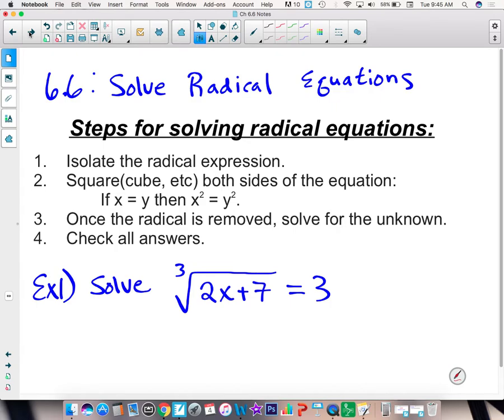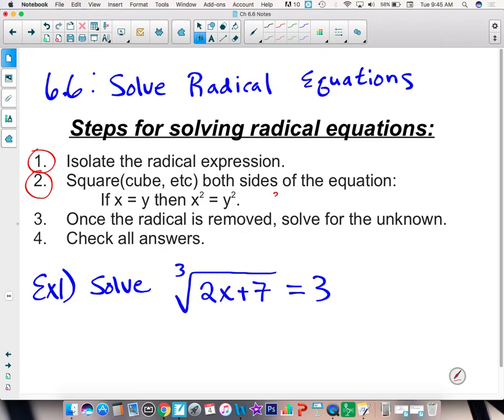All right, steps for solving radical equations. The first thing you want to do, this is really important, you have to take the steps to isolate the radical expression. So that means get that square root, cube root, whatever it is, get it by itself. Okay? And then you're going to have to square or cube both sides, or whatever you need to do in order to get rid of that root.